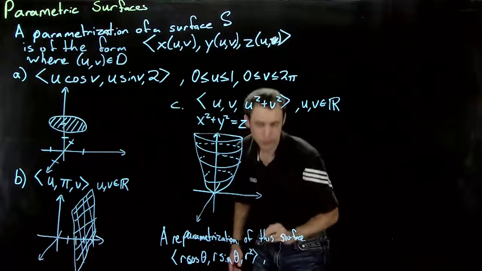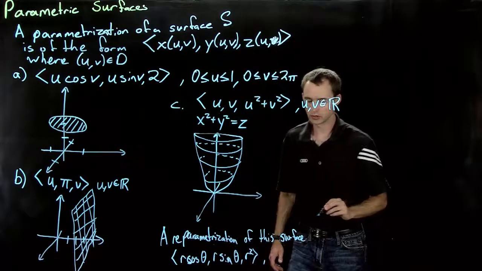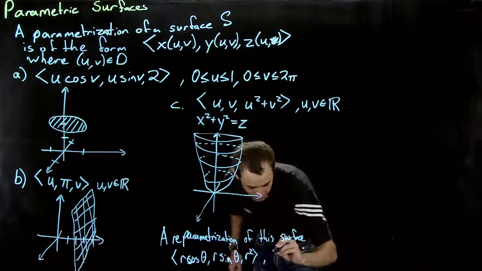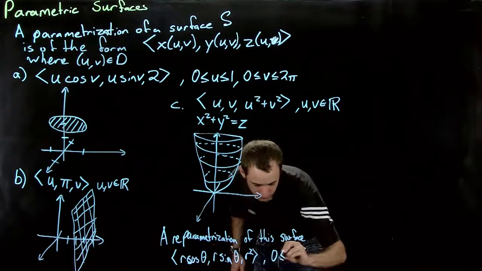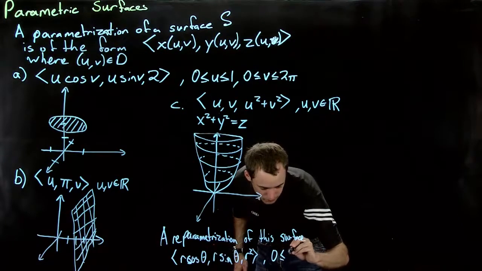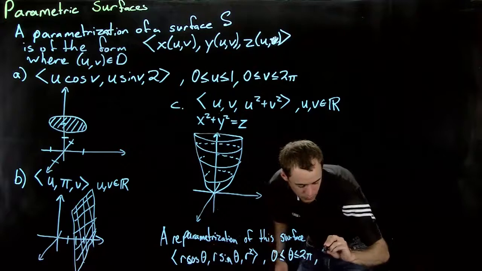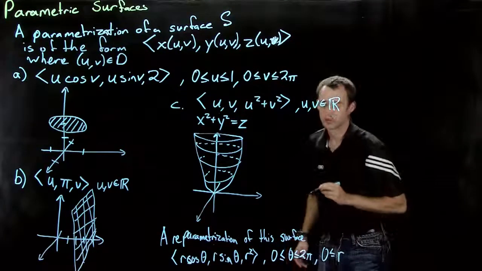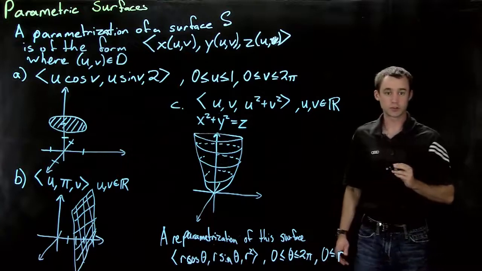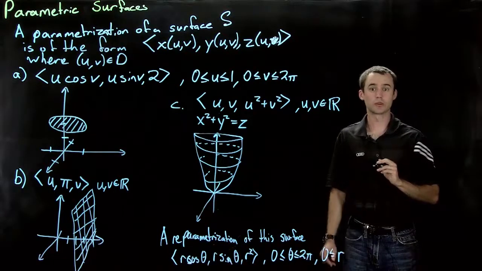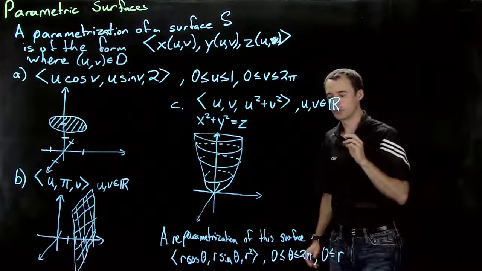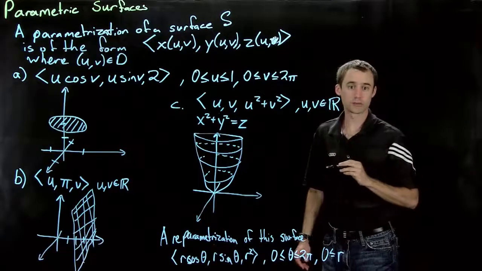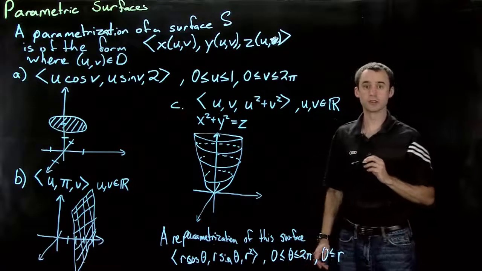Now here I do have to put some restrictions on the domain. I'm going to have theta go from 0 to 2 pi, and I want r to be non-negative. So just like when we had parametric curves, we have more than one possible parameterization for any given surface.